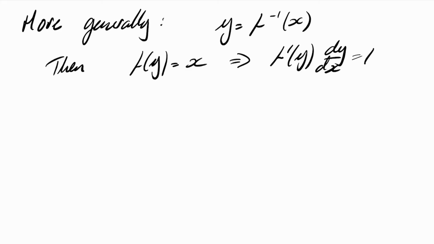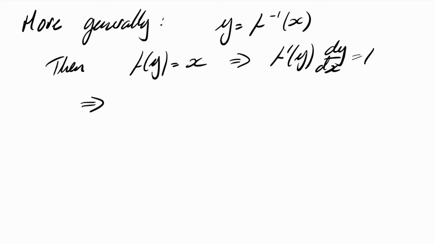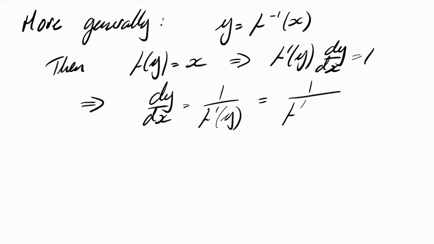And again, the prime on the f is the derivative with respect to the argument y and not with respect to x. So this implies then, if I rearrange, dy by dx is 1 over f prime of y, and this is equal to the derivative of f inverse of x. So that's a general formula to find the derivative of an inverse function, which you can use if you like. But I think it's easier just to always use the same procedure and use implicit differentiation.